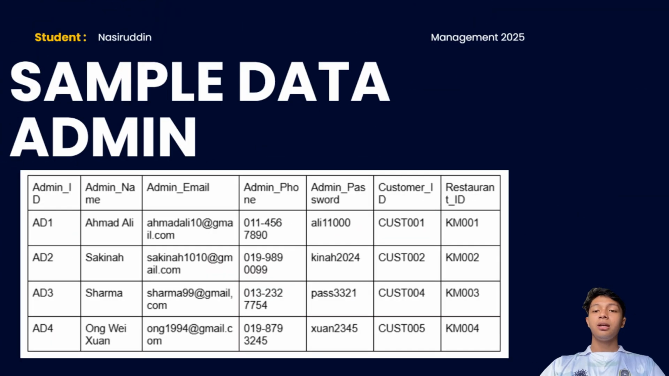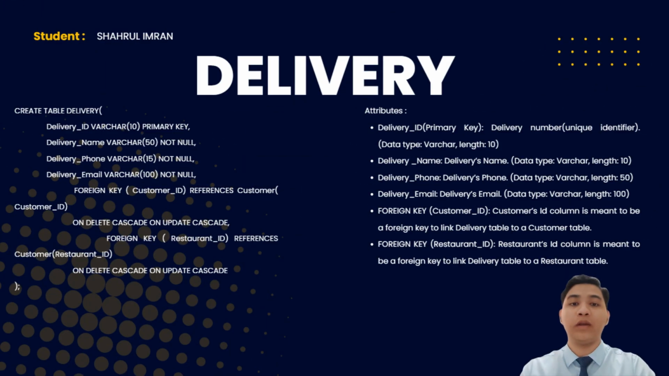Now let's look at the example data that has been given in this slide. In this session, I will explain the delivery table and its sample data used in the database for the delivery system. The SQL code used to create this table includes a primary key. For example, delivery ID is our primary key, which ensures that each record in this table is unique. This table also includes foreign keys that link to other entities, such as customer ID and restaurant ID.